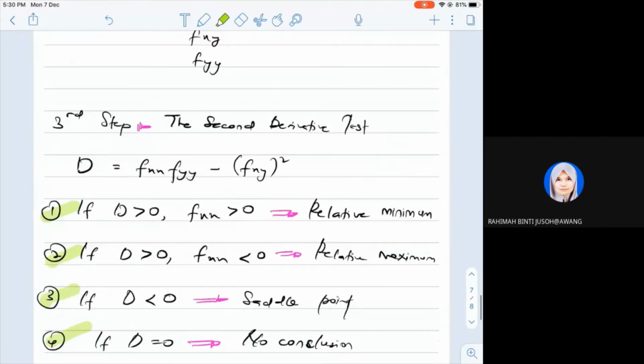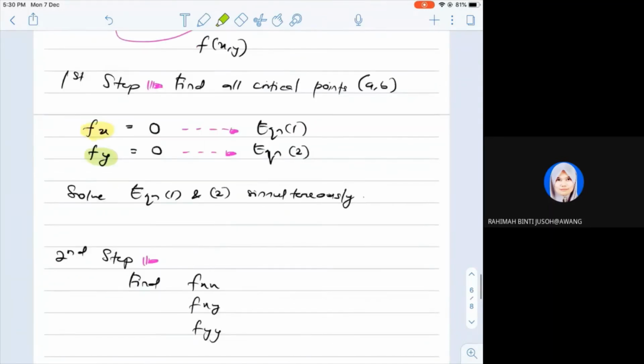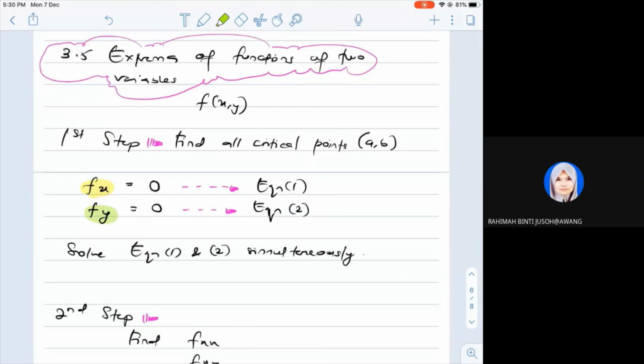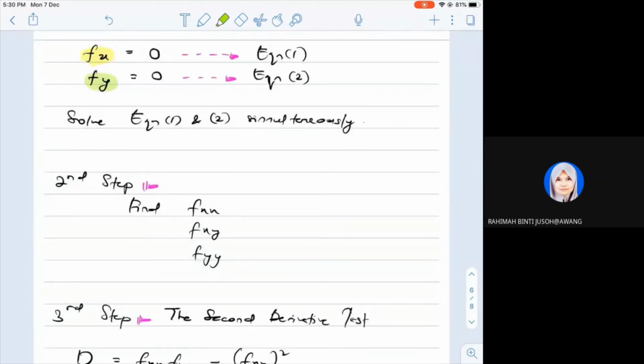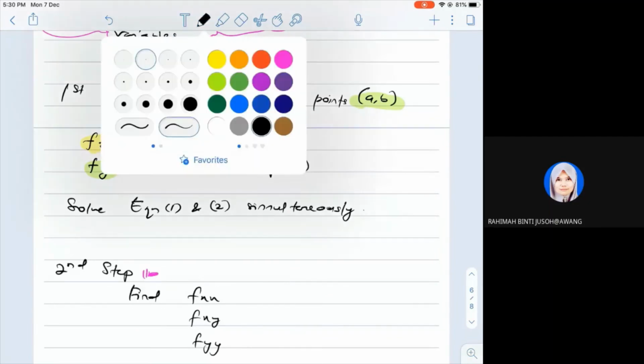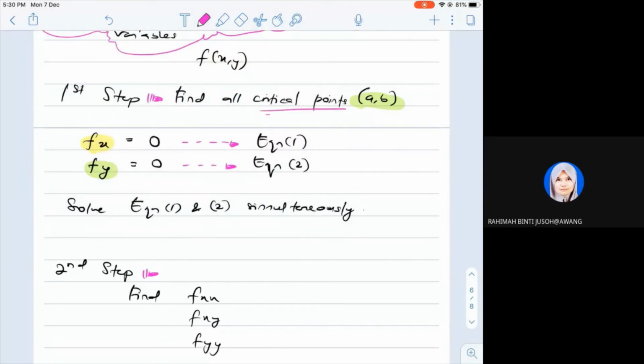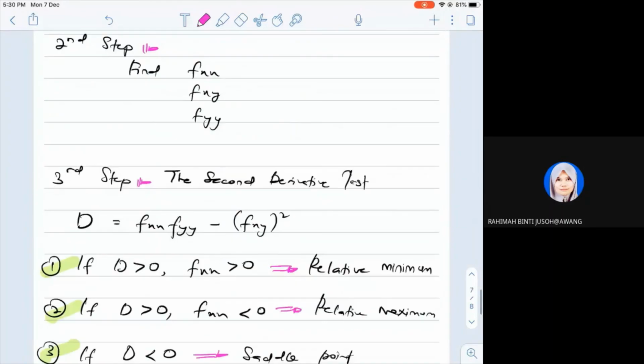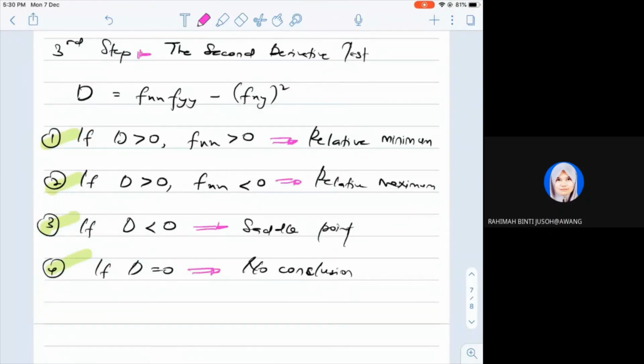Alright, guys, what happens if you wrongly calculate your critical points? Then you will lose all of the marks. If you calculate the critical points above wrongly, everything below will be wrong too. So the critical part is finding the correct critical point. Make sure the values are correct, because otherwise all the answers below will be wrong. Okay, so those are the steps.